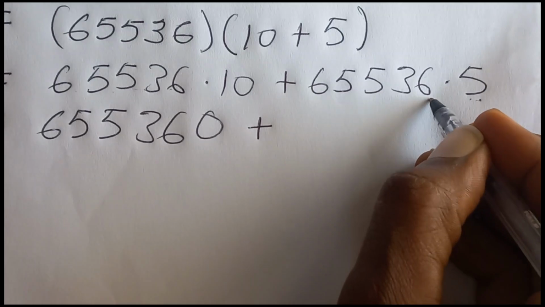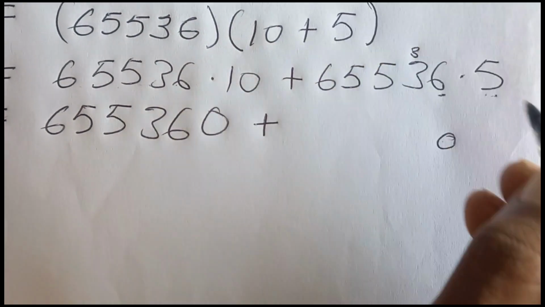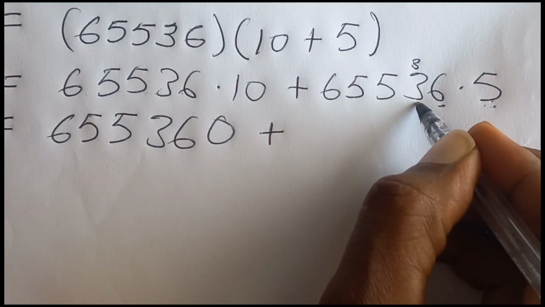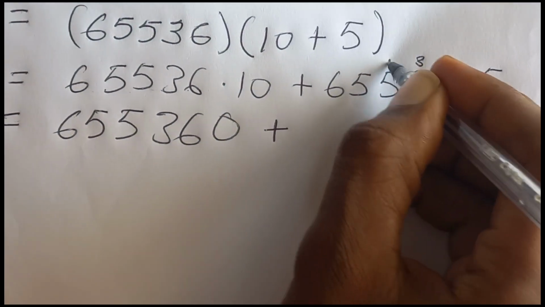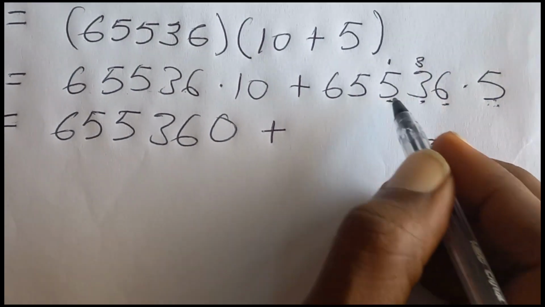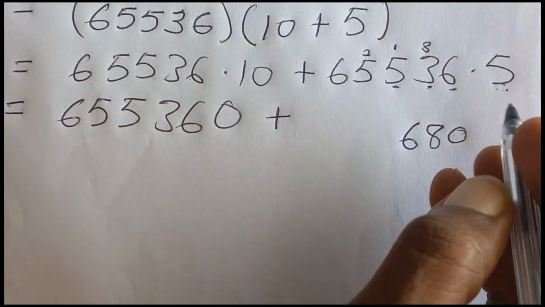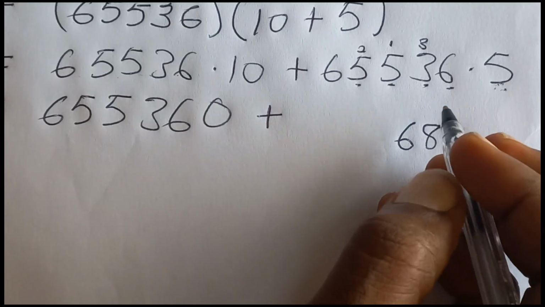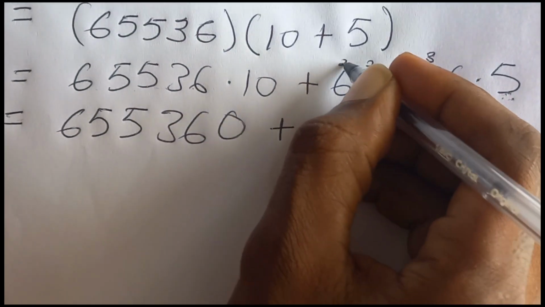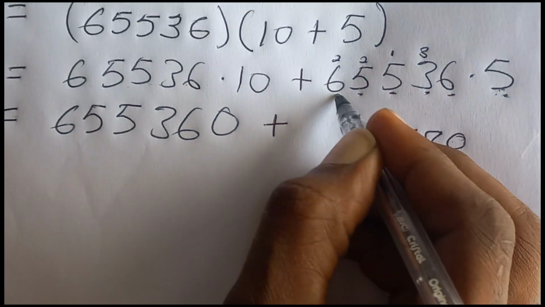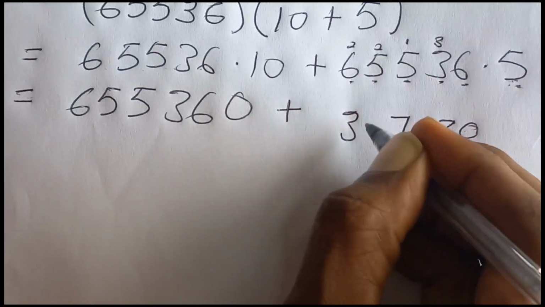6 times 5 is 30, so 0, a remainder of 3. 5 times 3 is 15, 15 plus 3 is 18, so 8, a remainder of 1. 5 times 5 is 25, 25 plus 1 is 26, so 6, a remainder of 2. 5 times 5 again is 25, 25 plus 2 is 27, so 7, a remainder of 2. 5 times 6 is 30, 30 plus 2 is 32. So write it here.